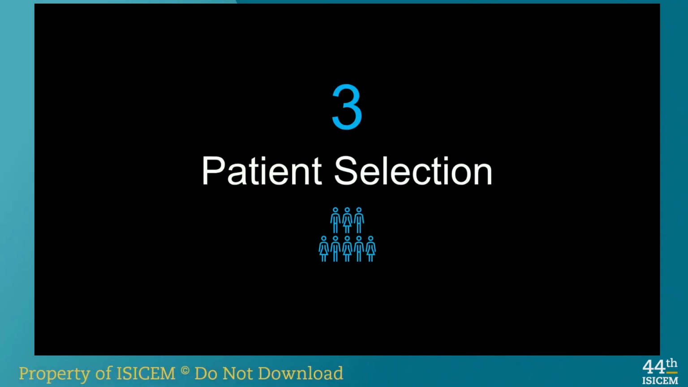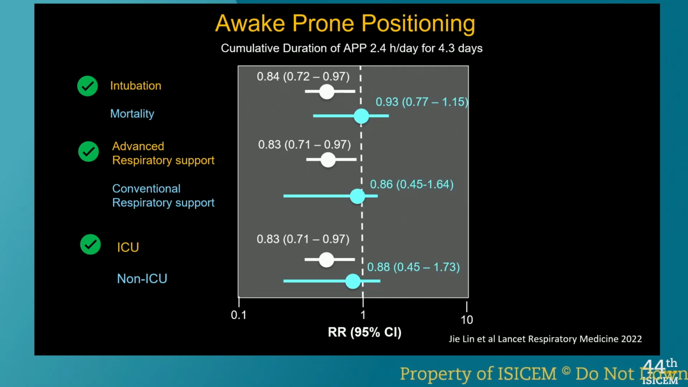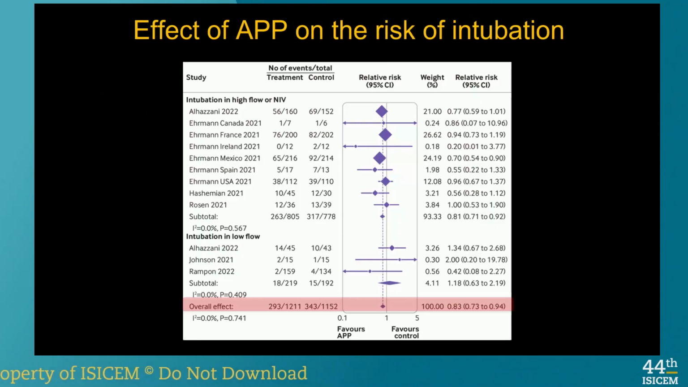Apologies. If you look at these outcomes, so intubation, again, you can see that it favors awake-prone positioning, but particularly in patients with advanced respiratory support, so high-flow nasal cannula or non-invasive ventilation, whereas there's no effect on the conventional one. And there seems to be affecting more patients within the ICU than patients outside the ICU. But let's look a little bit more in detail.